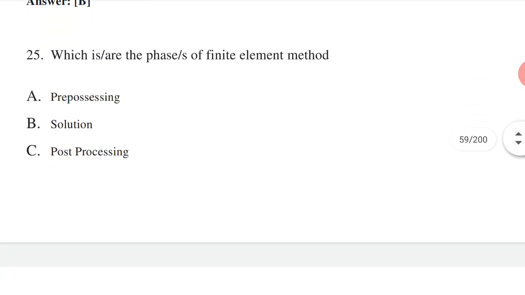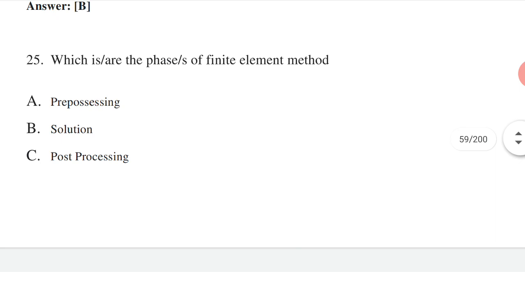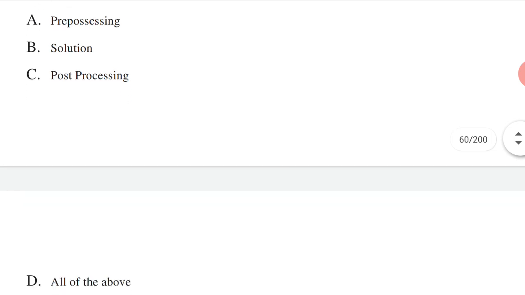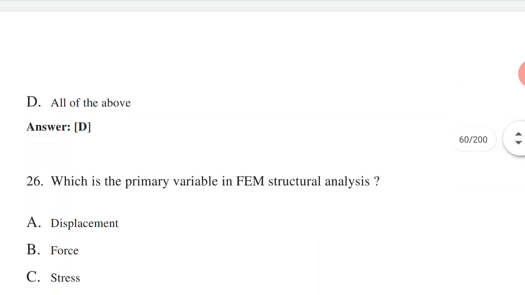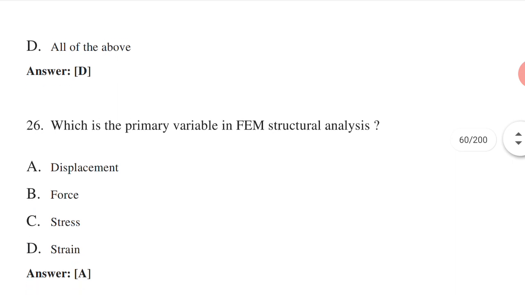Then the next question is, which is or are the phase or phases of the finite element method? So we know that there are three phases of the finite element method, that is pre-processing, processing or solution, and post processing. So all three answers are correct. So the correct answer is all of the above.